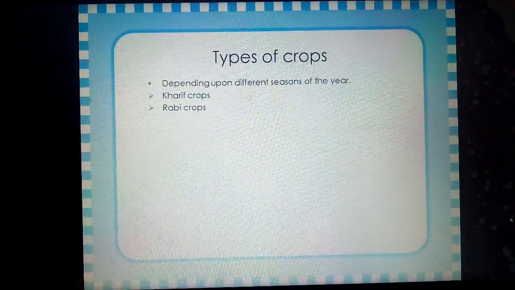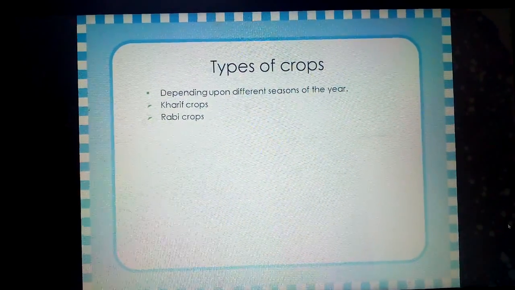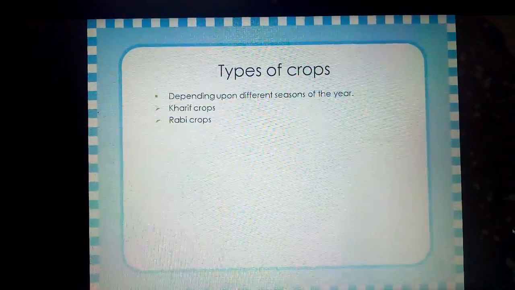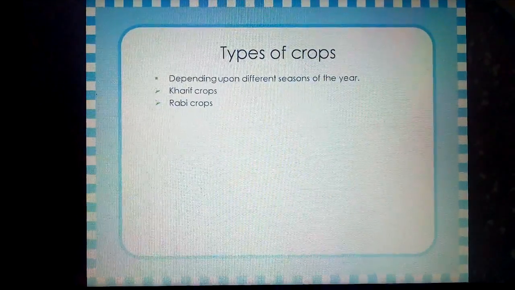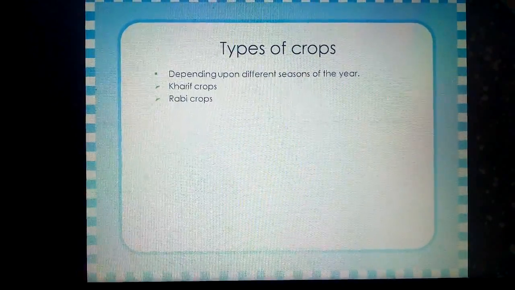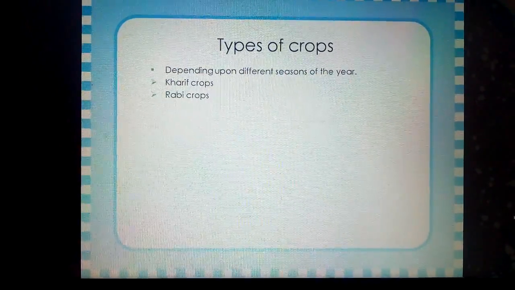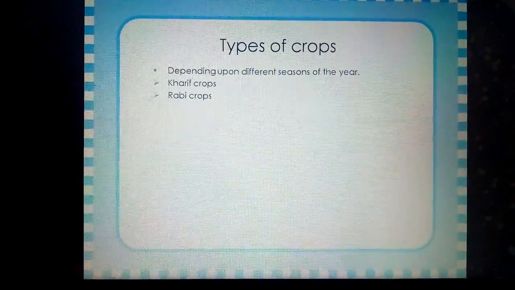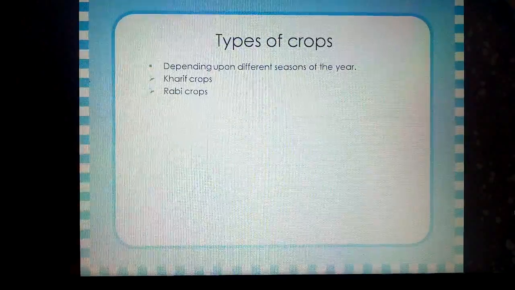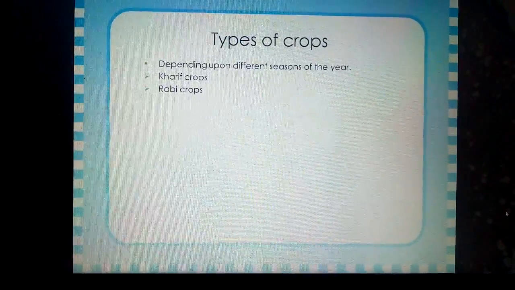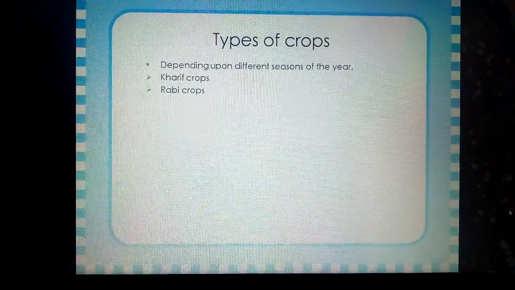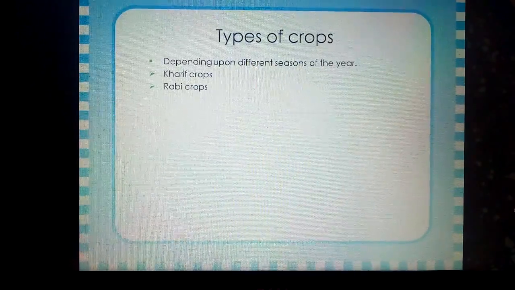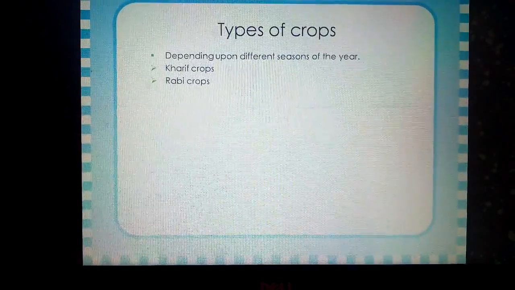Now, when we talk about crops, we know that for every living thing there are certain environmental conditions. Every organism as well as every plant needs certain environmental conditions. Environmental condition means temperature, water condition, etc., right? So depending upon different seasons of the year in India, crops have been divided into two categories. The first one is kharif crop and the second one is rabi crop.